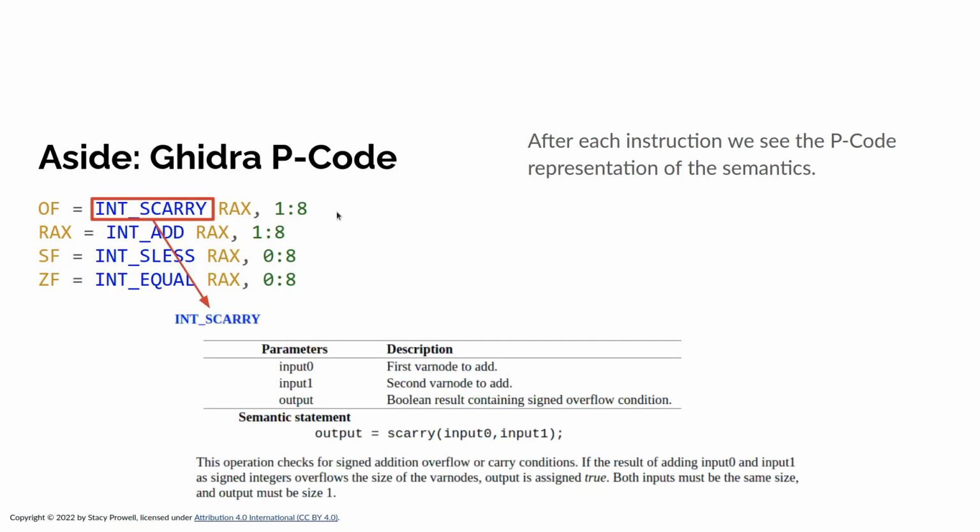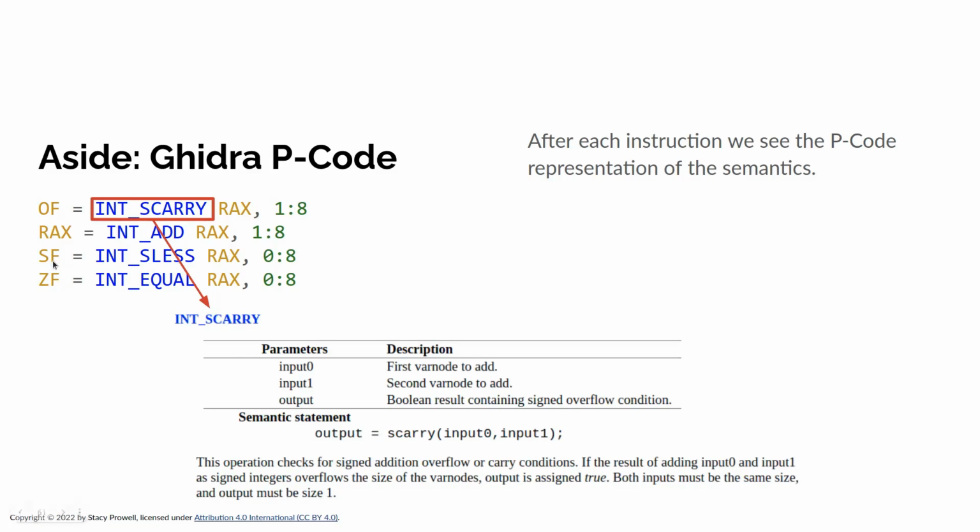If I go and look in the documentation for P-code, I'll find it here. It's a predefined function. It takes 2 arguments and generates a single output. Here's the semantic statement. But when you see it in P-code, there are no parens. You just see INT_SCARRY and then the 2 arguments separated by a comma, like you would for a NASM macro, which I think is not entirely a coincidence, for reasons. So here I've got the overflow flag, and I want to set this if this statement is true. This operation checks for signed addition overflow or carry conditions. If the result of adding input 0 and input 1 as signed integers overflows the size of the varnodes, output is assigned true. Must be the same size, and output must be 1.